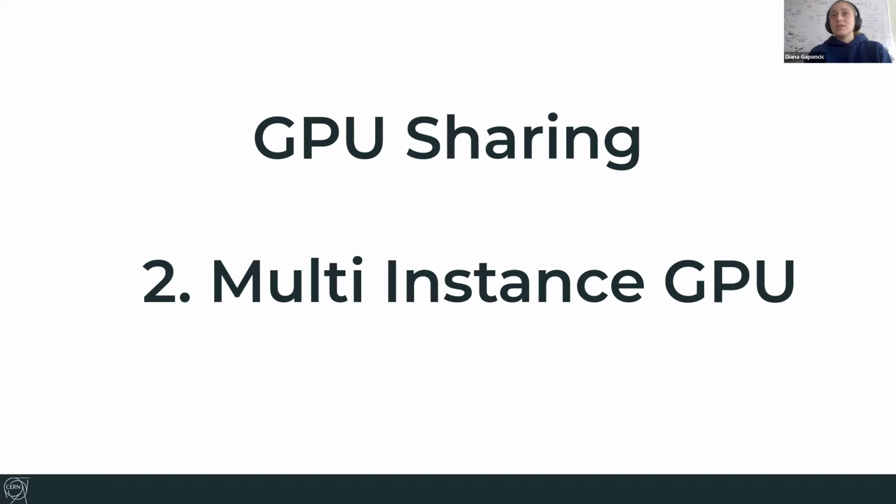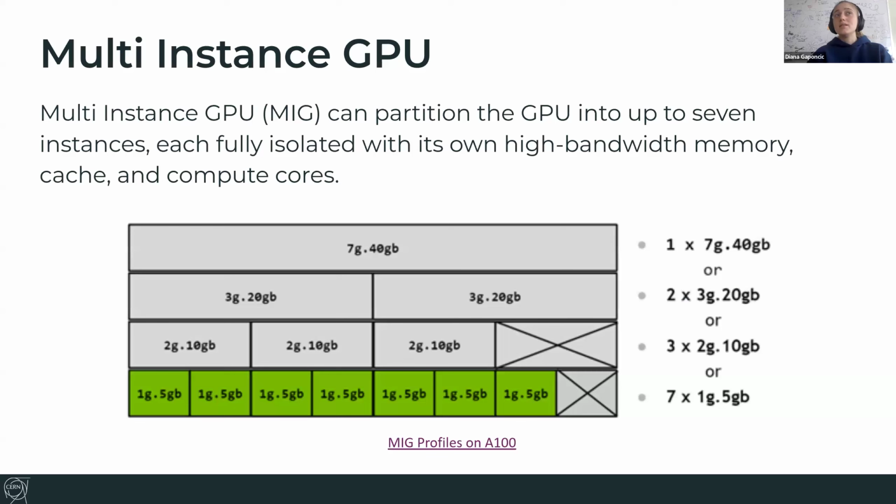So to do better than this, we need to look into a more elaborate way of GPU sharing, which would be multi-instance GPU, or MIG for short. MIG means that we can partition a GPU into up to 7 instances, where each instance is fully isolated with its own high bandwidth memory, cache, and compute cores.